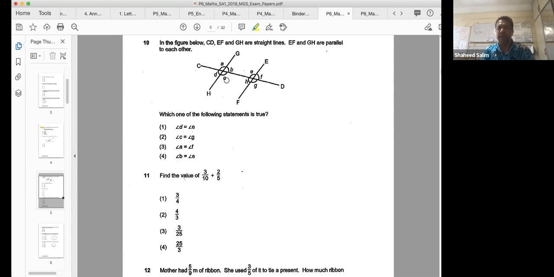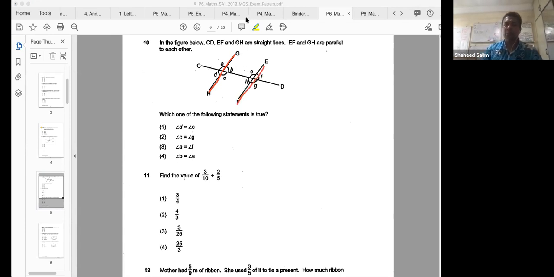In the figure below, CD, EF, GH are straight lines. And then EF and GH, they are parallel. These two are parallel. So what does it mean? When it's parallel, you can do a zing, zing, zing. This is equal to this. That's the rule, for example. Okay, so there's a few ways. Let us test it now.